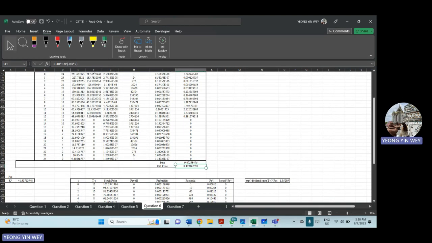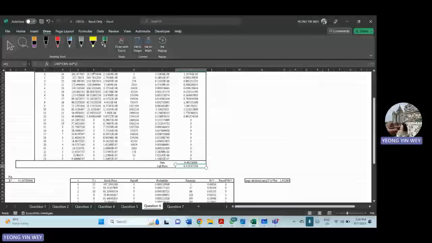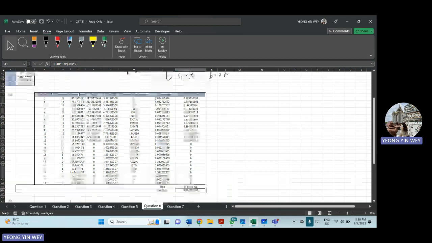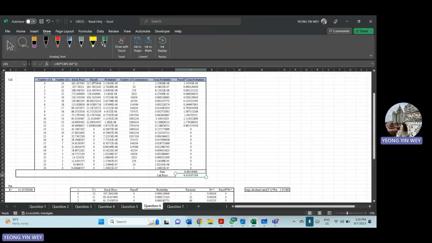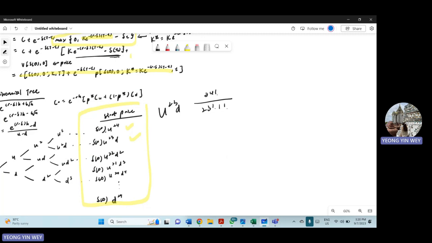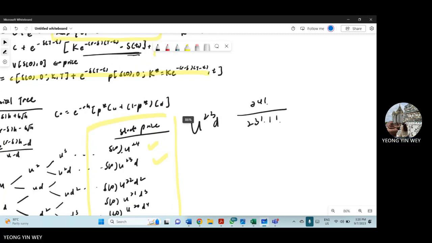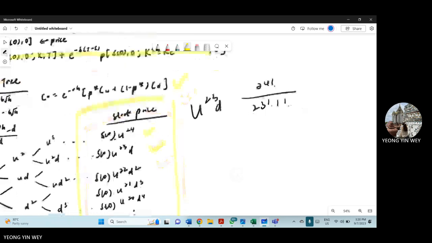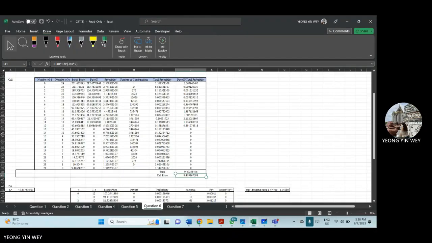Okay, after summing up everything, we will calculate the call price by using the summation times the exponential of negative R times 2, which is the formula for this one, e to the minus RH. The 2 is because H equals 2 years, 24 periods, but 2 years.